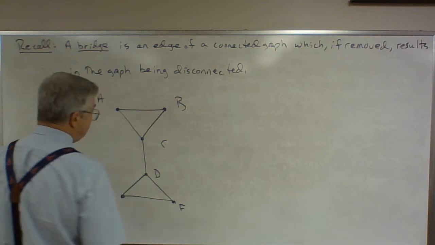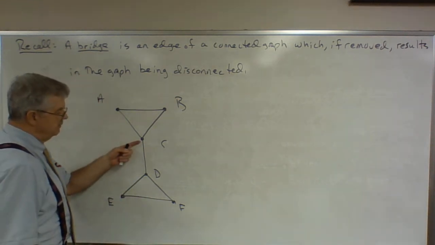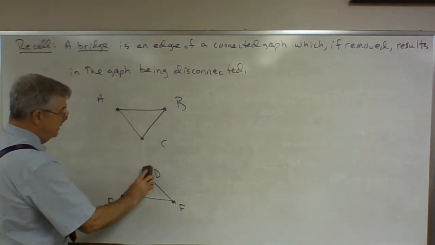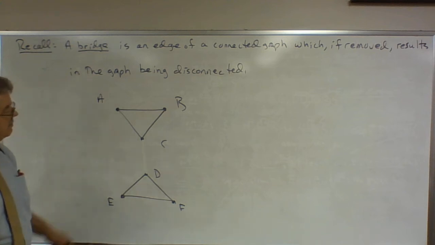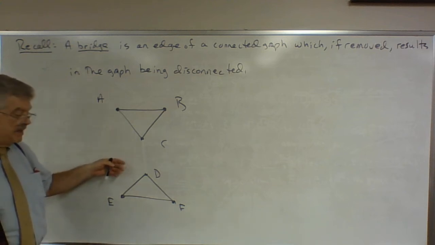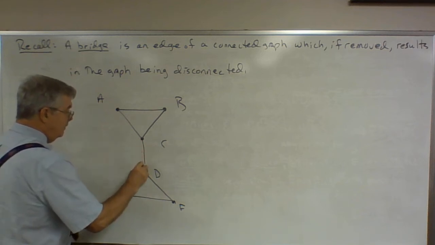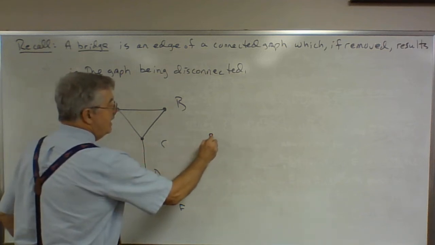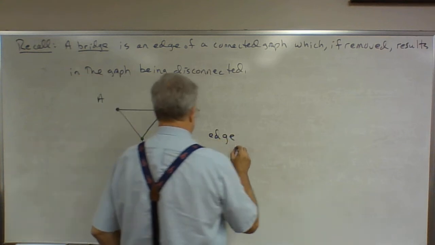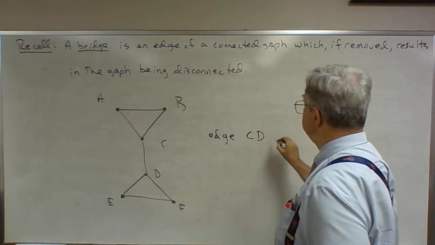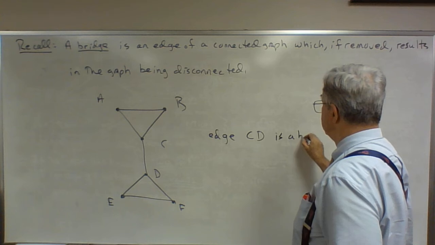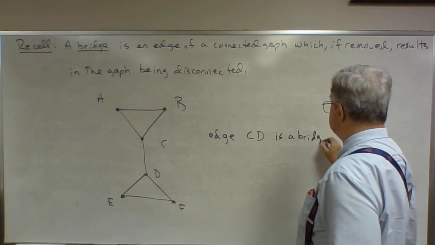You're probably thinking the edge that goes from vertex C to vertex D. If we remove that edge, the graph is indeed disconnected. So edge CD is a bridge.